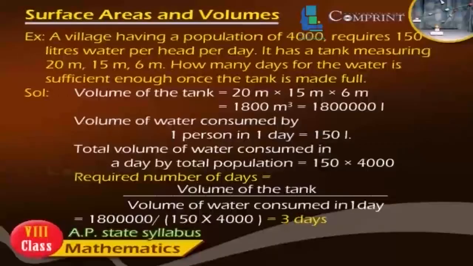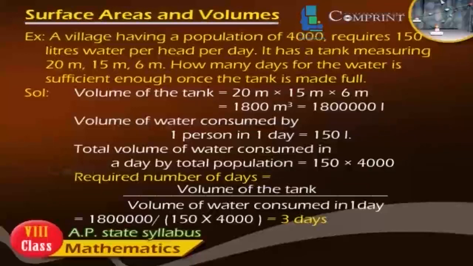Example: a village having a population of 4000 requires 150 liters of water per head per day. It has a tank measuring 20 meters, 15 meters, 6 meters. For how many days will the water be sufficient once the tank is made full? Solution: volume of the tank is equal to 20 m into 15 m into 6 m is equal to 1800 m cube is equal to 18 lakh liters.